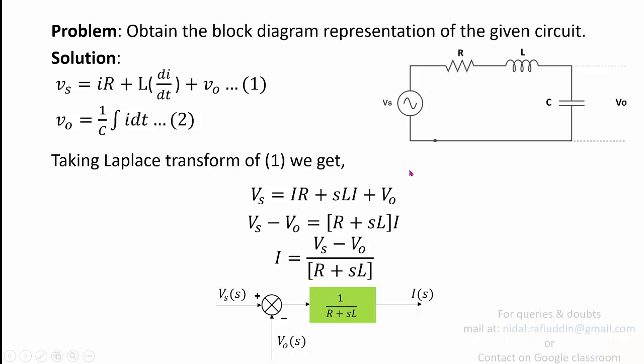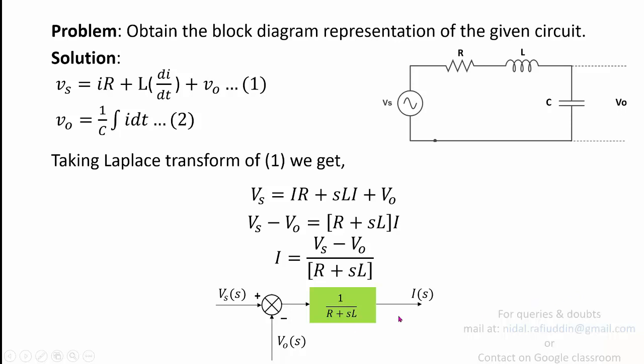Remember one thing, that if you are going to obtain block diagram representation, always try to keep the input at the far left side and the output at the most right side. So for example, in this case you took Vs at the most left side, and we'll try to obtain V naught at the most right side.